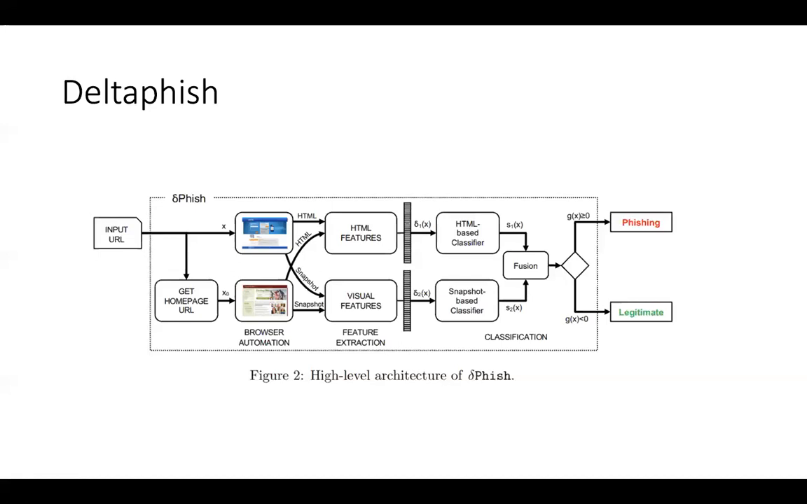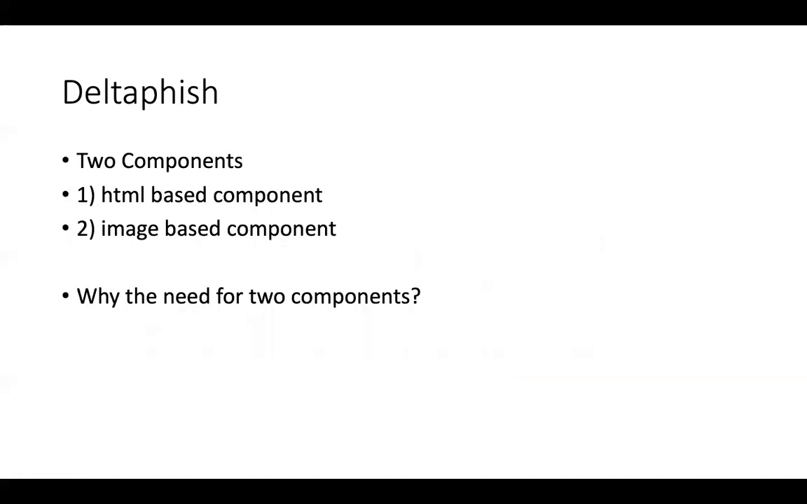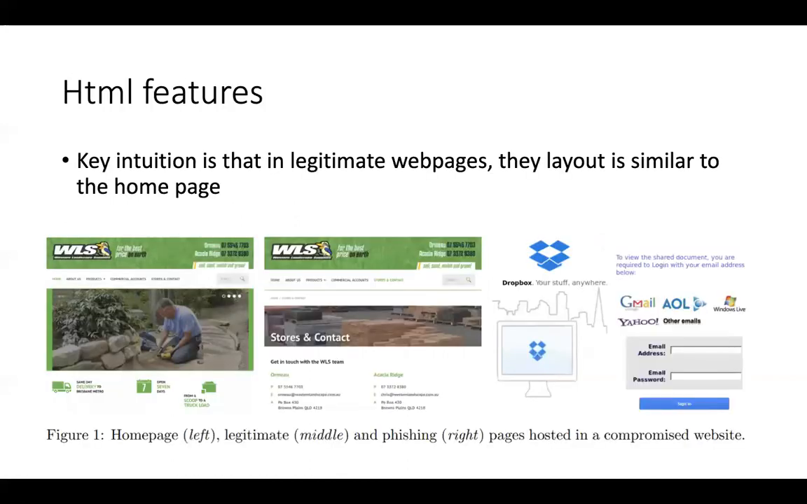Okay, thanks. Just let me go through it. So why is there the need for two components? Because with the HTML component, you can modify the HTML code so that it cannot be detected. So they use both in order to be more thorough. The key addition is that in legitimate websites, the layout is similar to the homepage. We can see from the first and second pictures that both had a similar header and links. But on the third, phishing page, the layout is completely different.